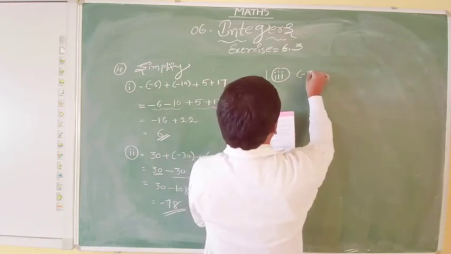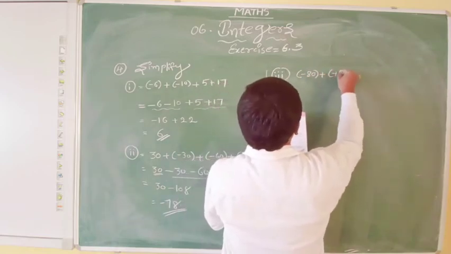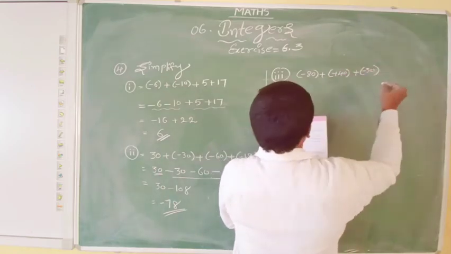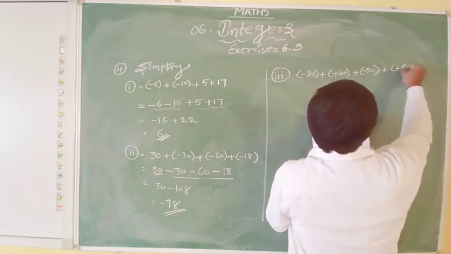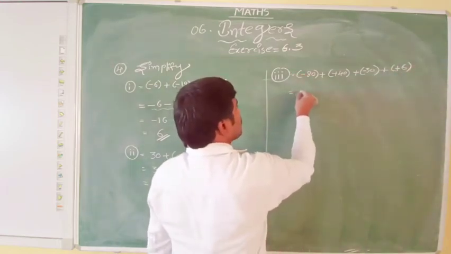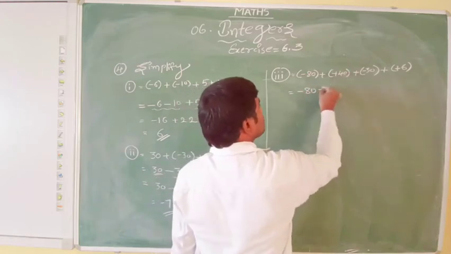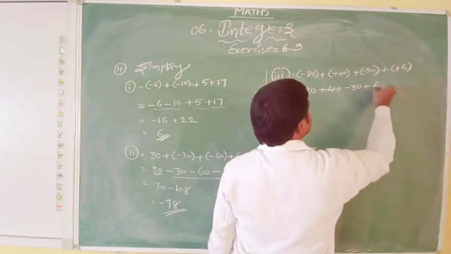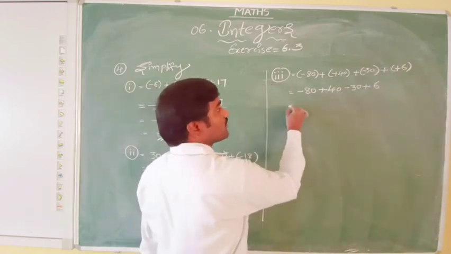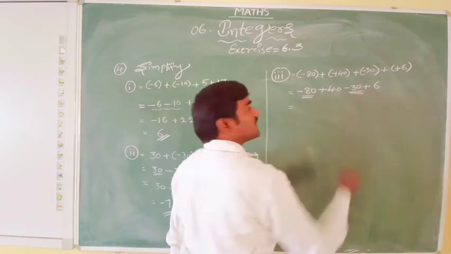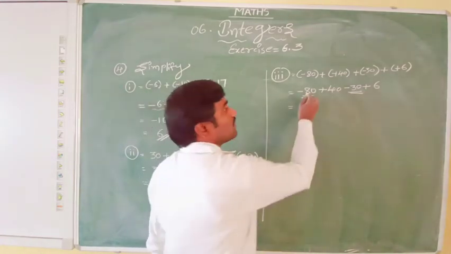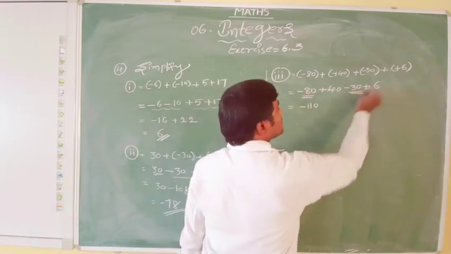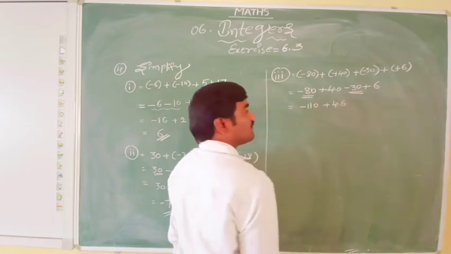Here, that is minus 80 plus half plus 40 plus half minus 30 plus half plus 6. Here minus 80, plus into plus is plus 40, plus into minus is minus 30, plus into plus is plus 6. So where are the negative numbers first? Here there is a negative number, here there is a negative number. They both are minus numbers. Minus 80 minus 30 is minus 110. 40 plus 6 is 46.